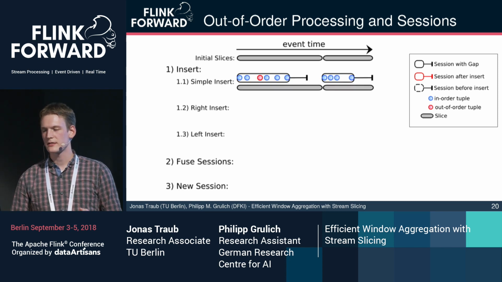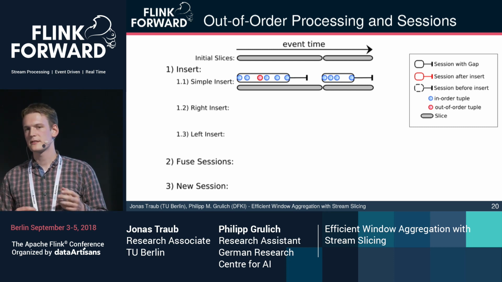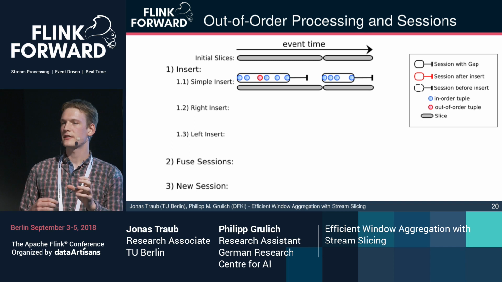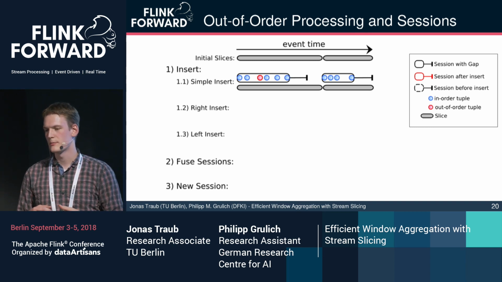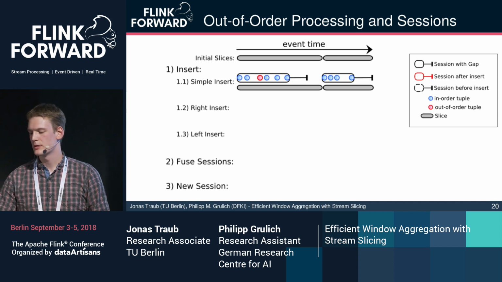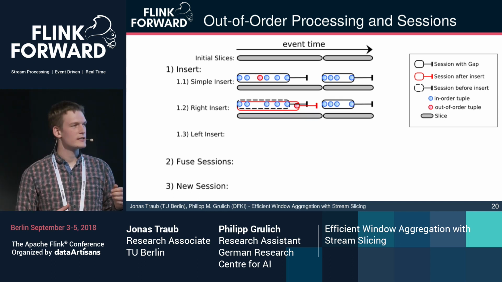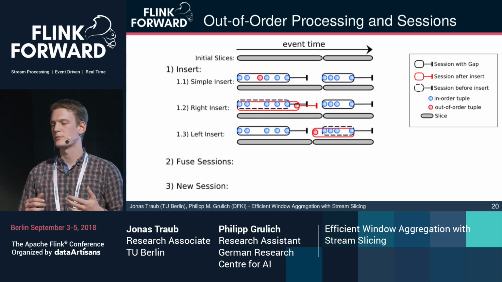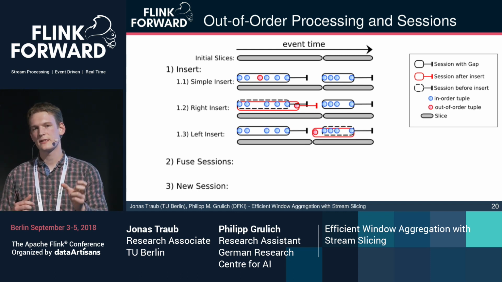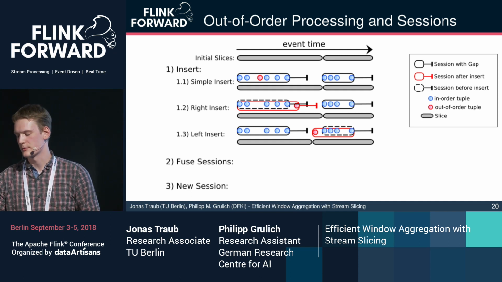So the simple case is that we receive an out-of-order tuple, which is the red one in this picture, and this out-of-order tuple is within an existing session. Then we can just do an additional incremental update on our aggregate to make sure the partial aggregate is correct. We can also do an incremental update in the case that a tuple extends the session at its end, or that a tuple extends the session at its beginning. The only condition here is that the gap needs to be large enough still to fulfill the gap requirement.